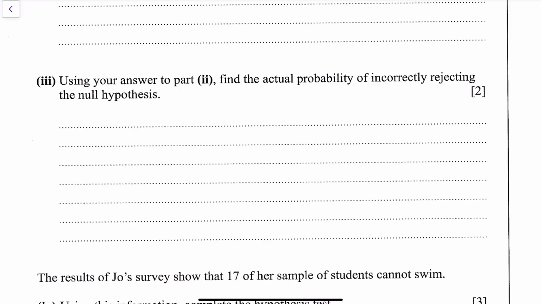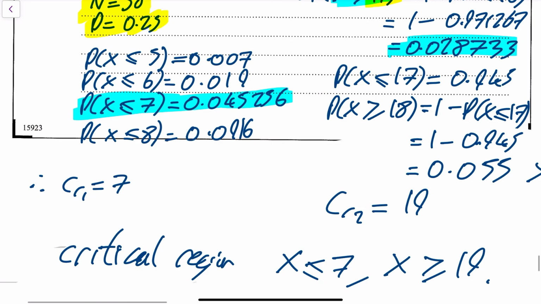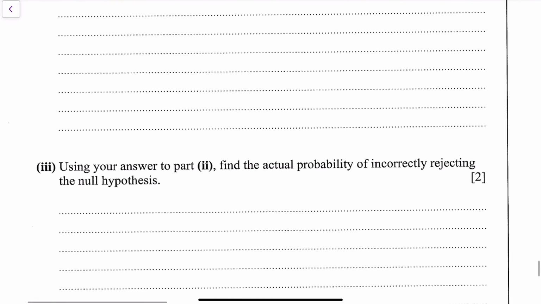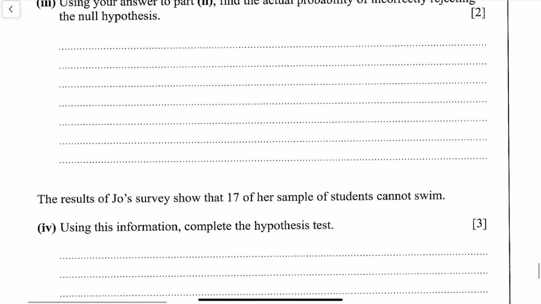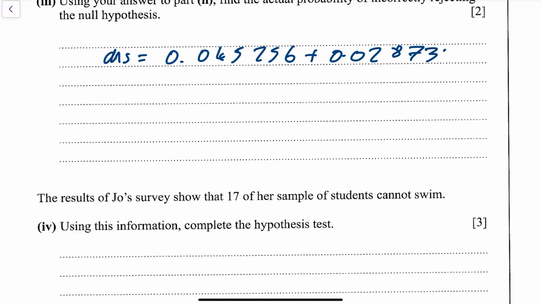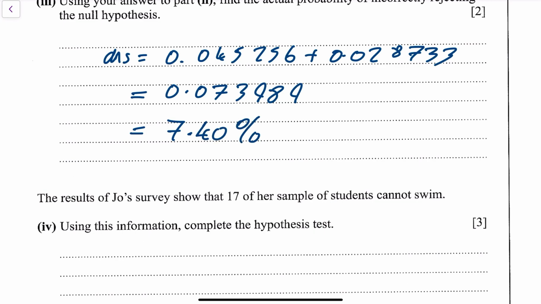All right, as well. So you add those two things which were in blue, which were 0.045256 and 0.028733. So we'll write those in. So my answer is just going to be equal to 0.045256 plus 0.028733. Do those out, you get 0.073989, which is, as a percentage, 7.40%.